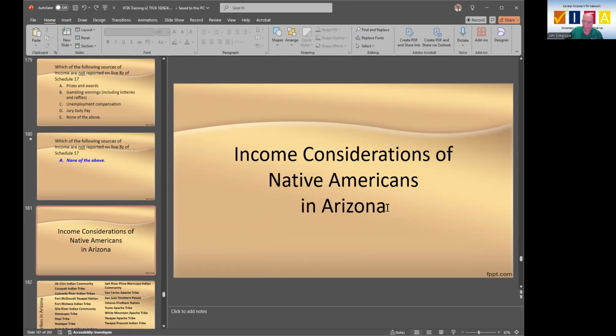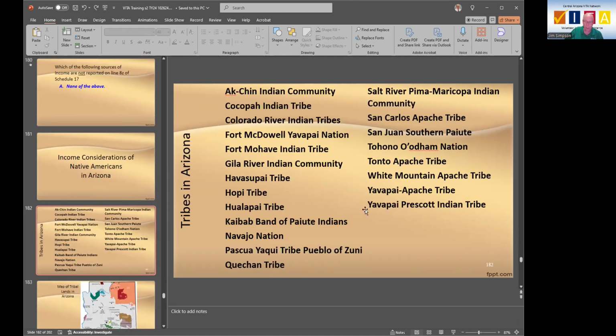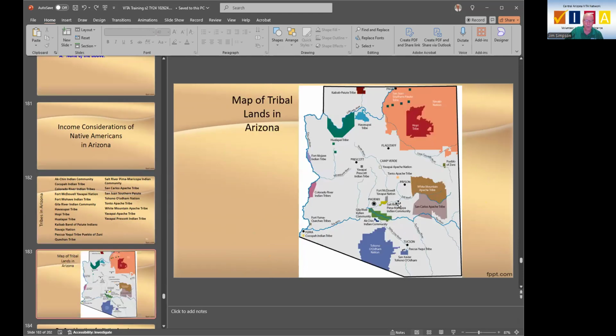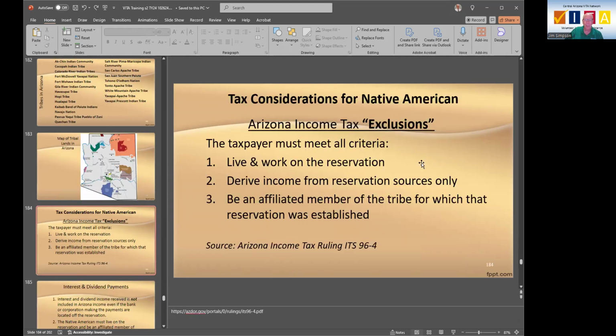So let's go talk about some of this. Here are the different tribes that are in Arizona. There's quite a few of them. There's a map, and probably your site coordinators will have a map that shows this, right? It's kind of important to know where these tribes are, okay?